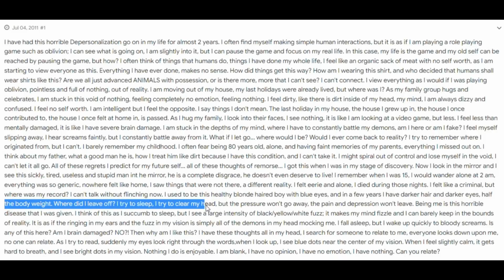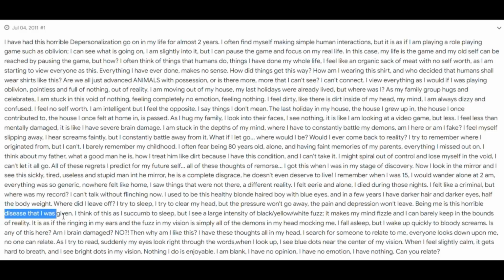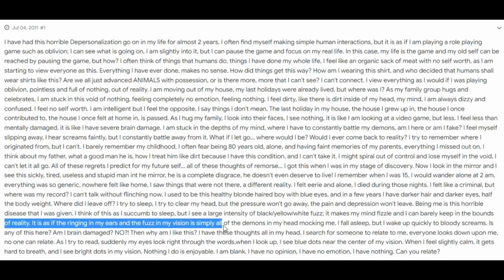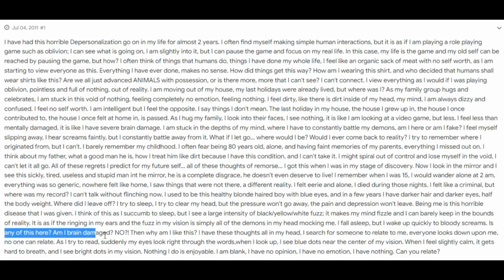I try to sleep. I try to clear my head, but the pressure won't go away. The pain and depression won't leave. Being me is this horrible disease that I was given. I think of this as I succumb to sleep, but I see a large intensity of black, yellow, white fuzz. It makes my mind fizzle, and I can barely keep in the bounds of reality. It is as if the ringing in my ears and the fuzz in my vision is simply all of the demons in my head mocking me. I fall asleep, but I wake up quickly to bloody screams. Is any of this here? Am I brain damaged? No? Then why am I like this?